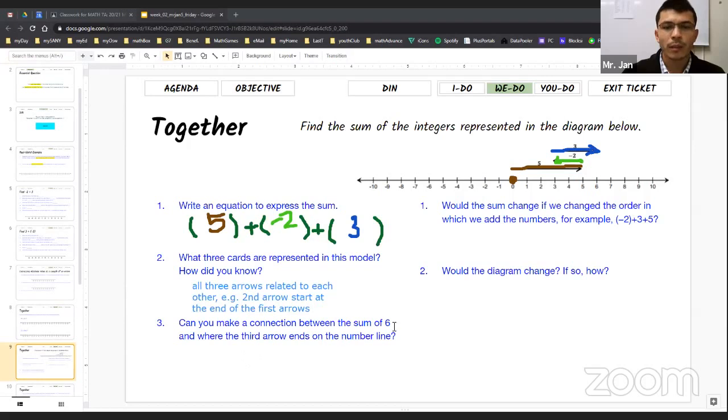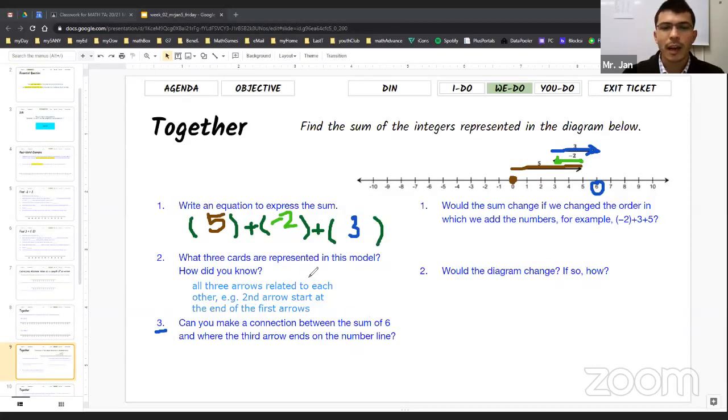Can you make a connection between 6 and this model? Oh yeah, it equals 6. Yeah, because -2, so 5 plus -2 equals 3, and then 3 plus. Are we doing number 1? Or are we still doing... We're doing number 3. Number 3? Yes. I thought you were still doing number 1 because you were trying to go on it.